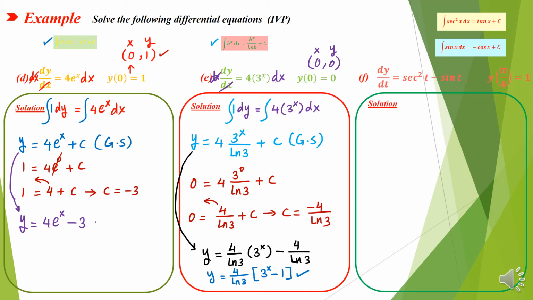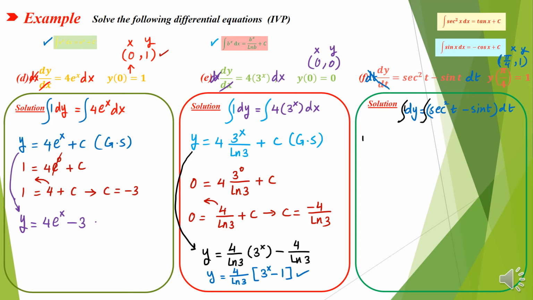Now in part F, you have to solve the differential equation dy by dt equals secant squared t minus sine t, and you have the initial condition y of pi over 4 equals 1, which means the point pi over 4 comma 1. So this is x and this is y. So first you multiply both sides by dt, cancel dt with dt, you'll get dy equals secant squared of t minus sine of t dt. Now you have to integrate both sides.